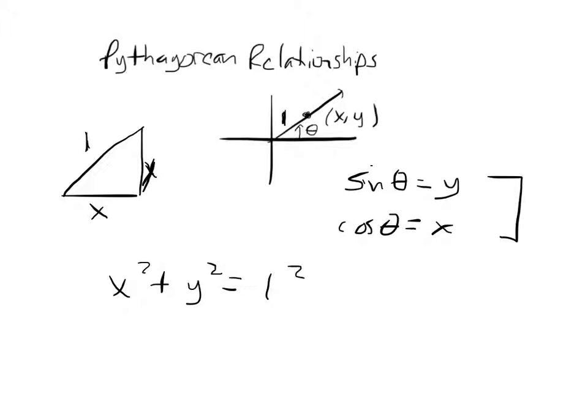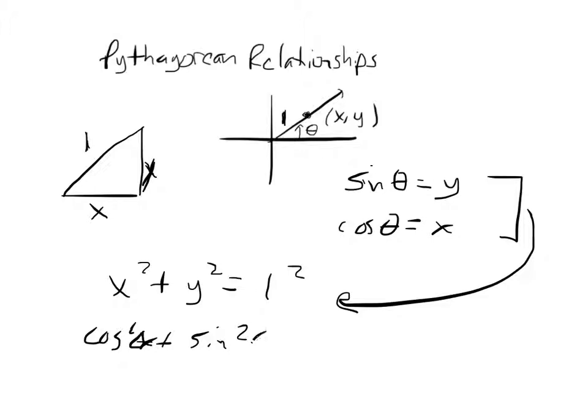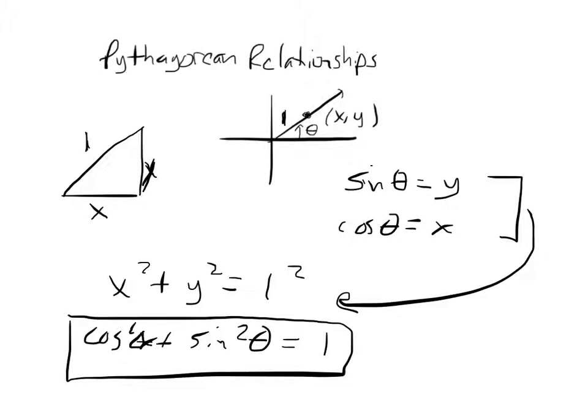We know x and y are cosine and sine, so therefore cosine squared theta plus sine squared theta equals 1. And so that's the most fundamental Pythagorean identity. From that, we can derive two other Pythagorean identities.